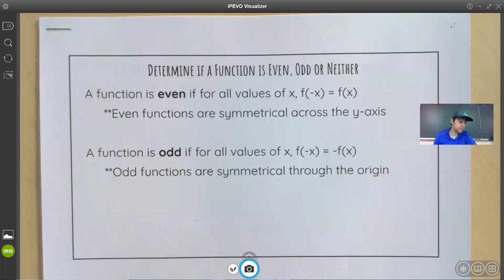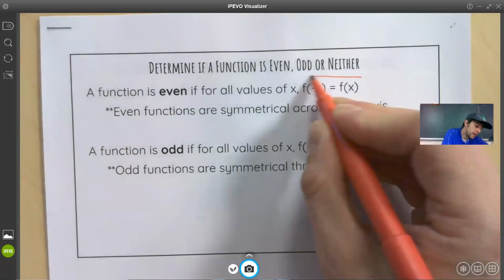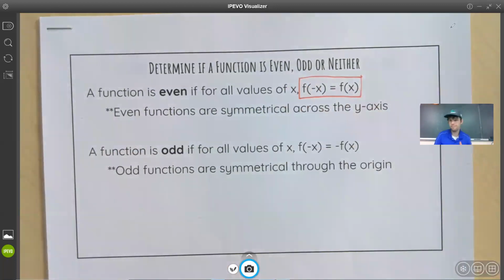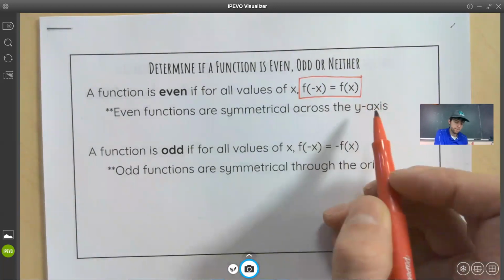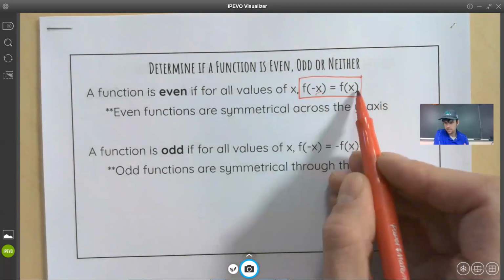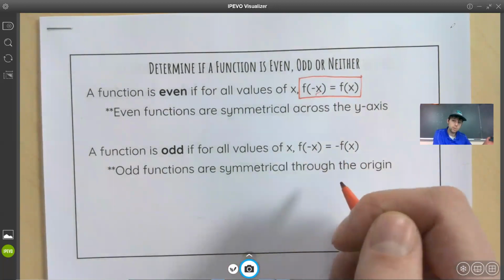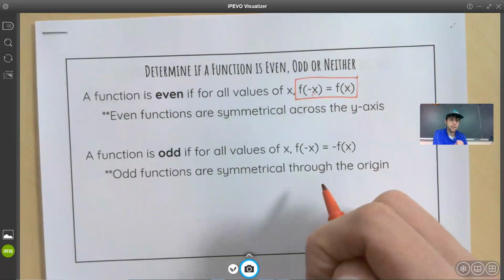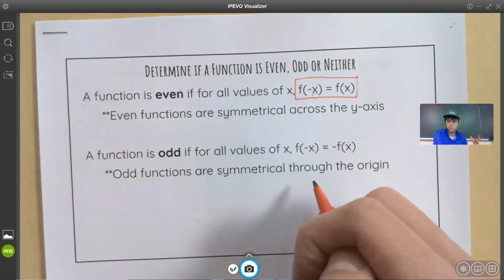And we'll be using these definitions here of what it means for it to be even and odd. So a function is even if for all values of x, f of negative x is equal to f of x. One way to think about this is if you plug in a negative value and then the corresponding positive value, you're going to get the same output. So like -2 and +2, if you plug those both into the function, you'll get the same output. And that should be true for all values of x if the function is even. We're going to be using this definition to algebraically demonstrate whether a function is even.